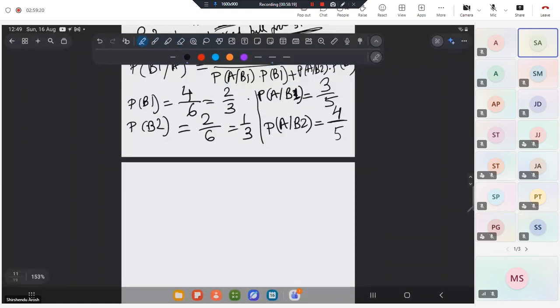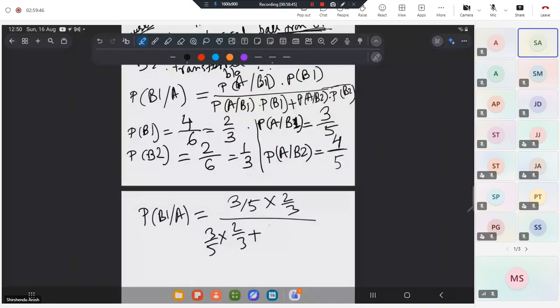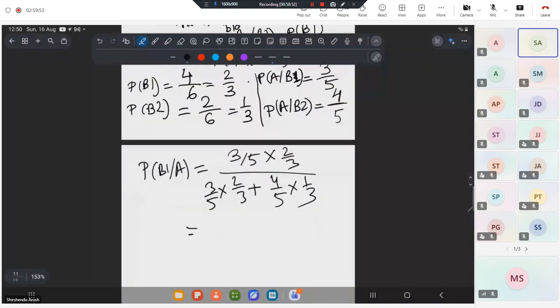So P1 given A is A by B1. So A by B1 would be 3 by 5 multiplied by 2 by 3, plus 4 by 5 multiplied by 1 by 3. Okay, so we simplified this, I think it should become 3 by 5.